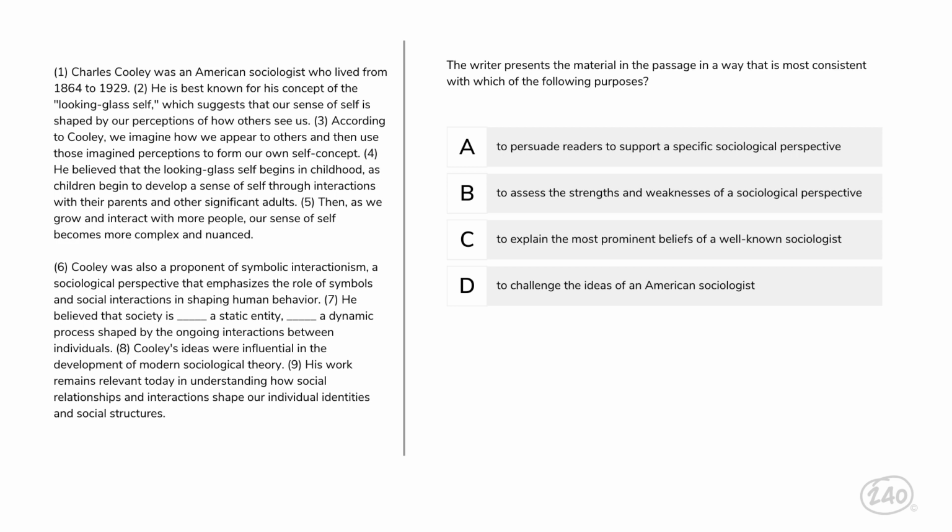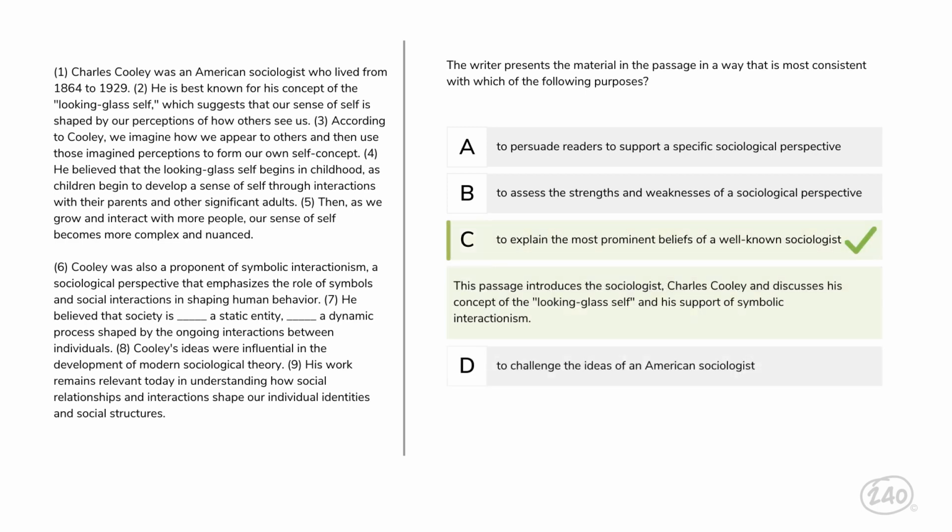Let's see one of those writing purpose questions we discussed back in Test Objective 6. The writer presents the material in the passage in a way that is most consistent with which of the following purposes? A. To persuade readers to support a specific sociological perspective. B. To assess the strengths and weaknesses of a sociological perspective. C. To explain the most prominent beliefs of a well-known sociologist. D. To challenge the ideas of an American sociologist. Choice C is the one we want.